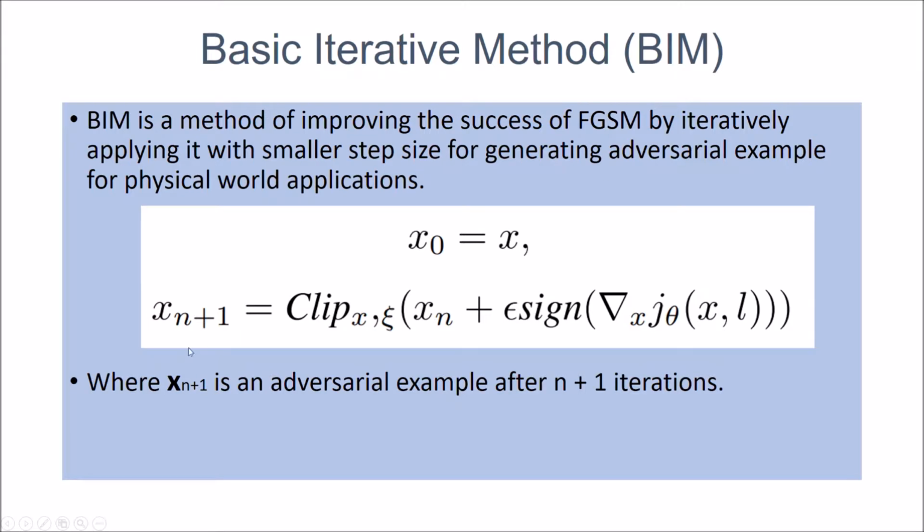So here x subscript n plus 1 is an adversarial example, and it is FGSM attacks applied iteratively to create different adversarial examples for physical world applications like malware classification.